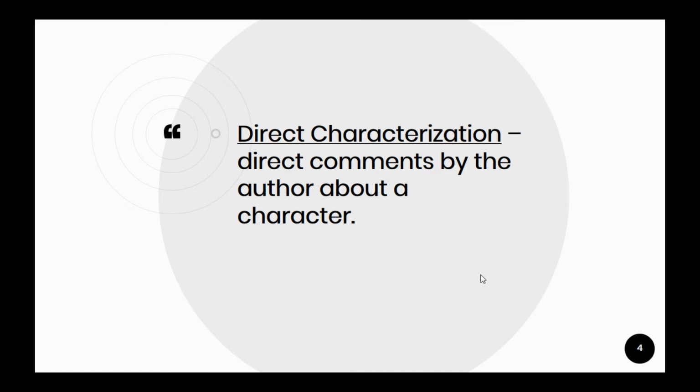Well, one way would be through direct characterization. Direct comments by the author about a character. So that's what the author is telling us directly about the character. They are literally telling you in the text the character's looks, how they behave, etc.